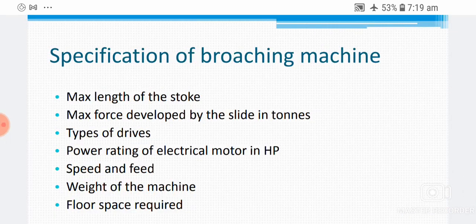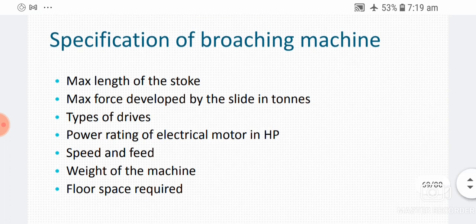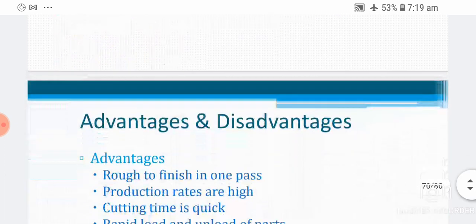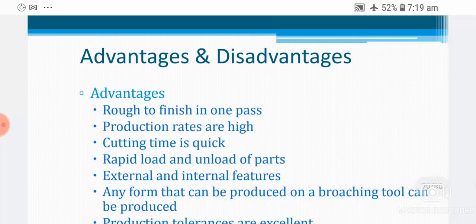Specification of broaching machine: maximum length of stroke, maximum force developed by the slide in tons, type of drives, power rating of electrical motor in HP, speed and feed, weight of the machine, floor space required. Advantages and disadvantages.